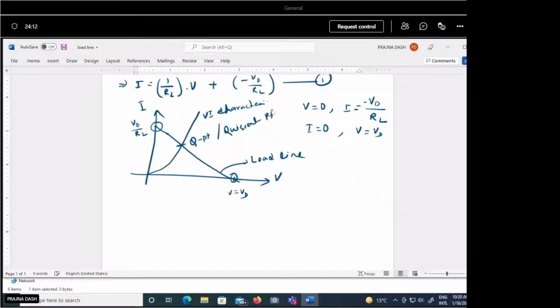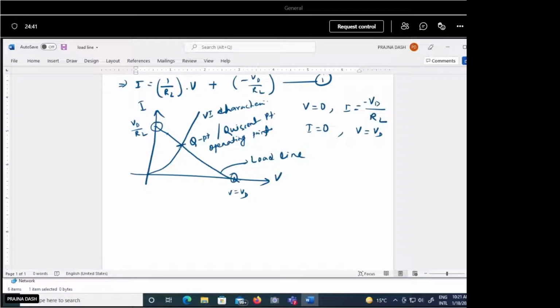Quiescent point, or it is also called the operating point. That means at this point the diode is operating in your circuit. So according to the position of the Q point, the signal behavior will change, that we will discuss when we discuss the transistor. There, if the Q point is moving, then how the operation of the circuit will change.